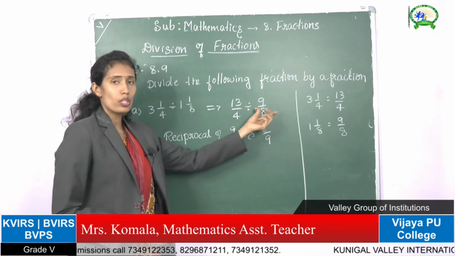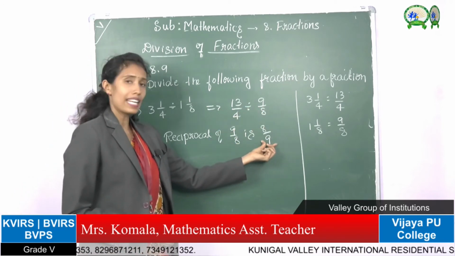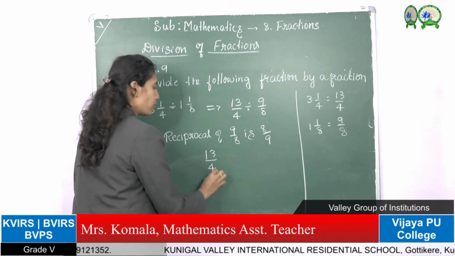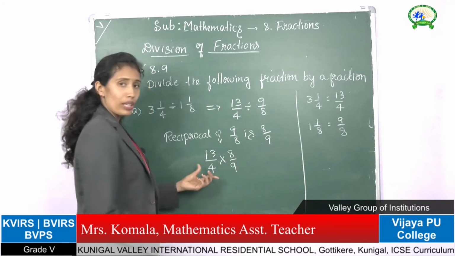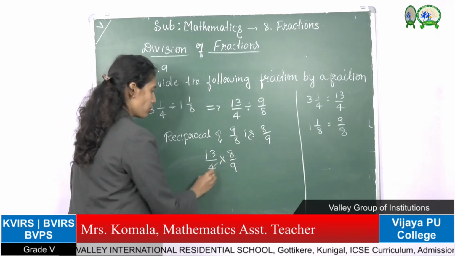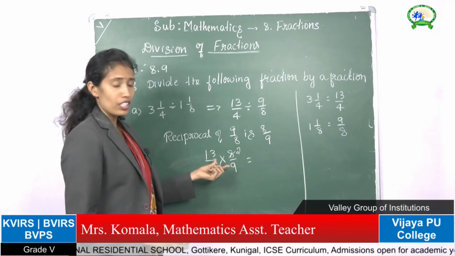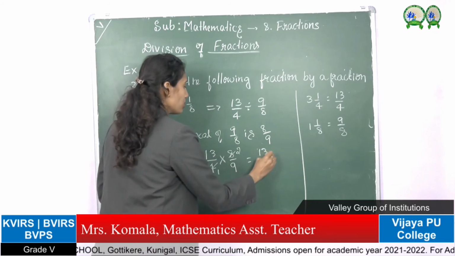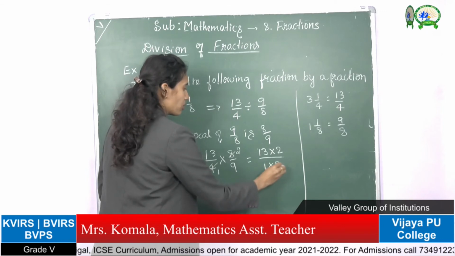And what is the reciprocal of the divisor? The reciprocal of 9 by 8 is 8 by 9. Now let us write 13 by 4 into the reciprocal 8 by 9. Here we can simplify 4 and 8. 4 ones are 4, 4 twos are 8. How much remains in the numerator and denominator? You just write that. 13 into 2 in the numerator and in the denominator 1 into 9.